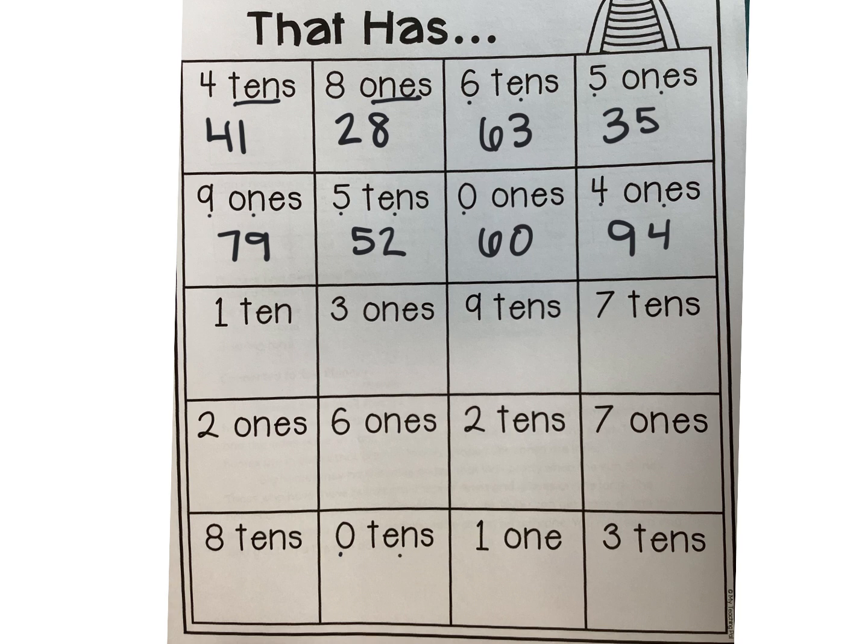0 tens. That means it has to be any number smaller than 10. So 1, 2, 3, 4, 5, 6, 7, 8, or 9. So maybe like 8. Okay. Now I want you to try the rest on your own and then turn it over for rocket math on the back.